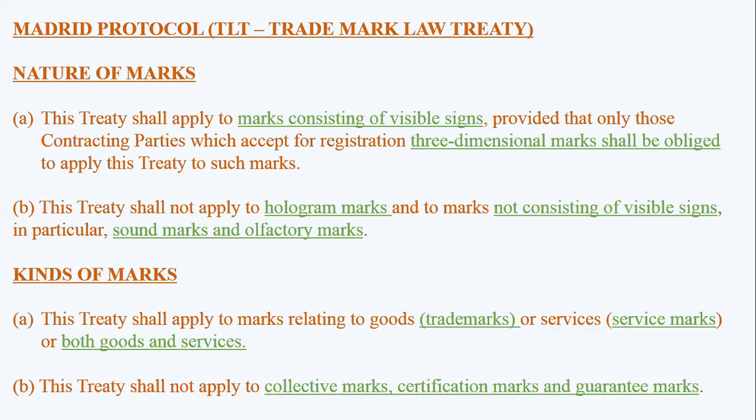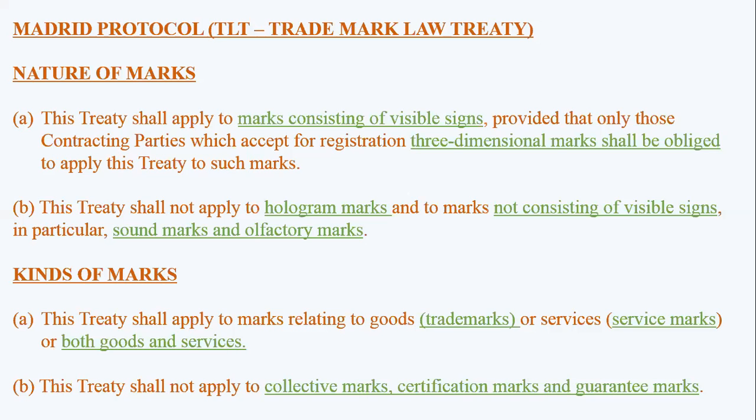Now, what kind of marks, trademarks, can be protected under the Madrid Treaty? That is also one of the important points. First of all, this treaty shall apply to marks consisting of visible signs, provided that only those contracting parties which accept three-dimensional marks for registration shall be obliged to apply this treaty to such marks. So basically, the marks which are visible in nature.